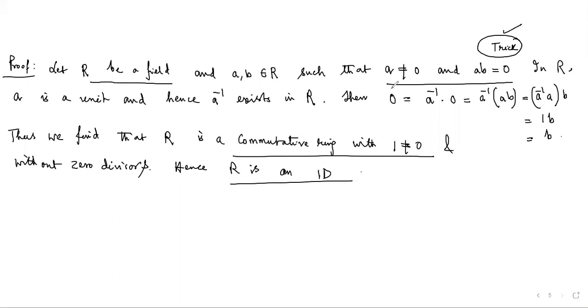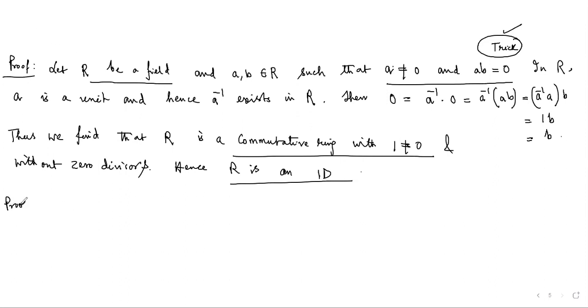I started with a not equal to 0 and the product being 0. And subsequently, I have shown that if a is not equal to 0 and the product is 0, the other element b must be equal to 0. So obviously, such a situation is not a situation of existence of a zero divisor. And therefore, R is a commutative ring with non-zero identity which has no zero divisor, and therefore R is an integral domain. So the first theorem has been proved.